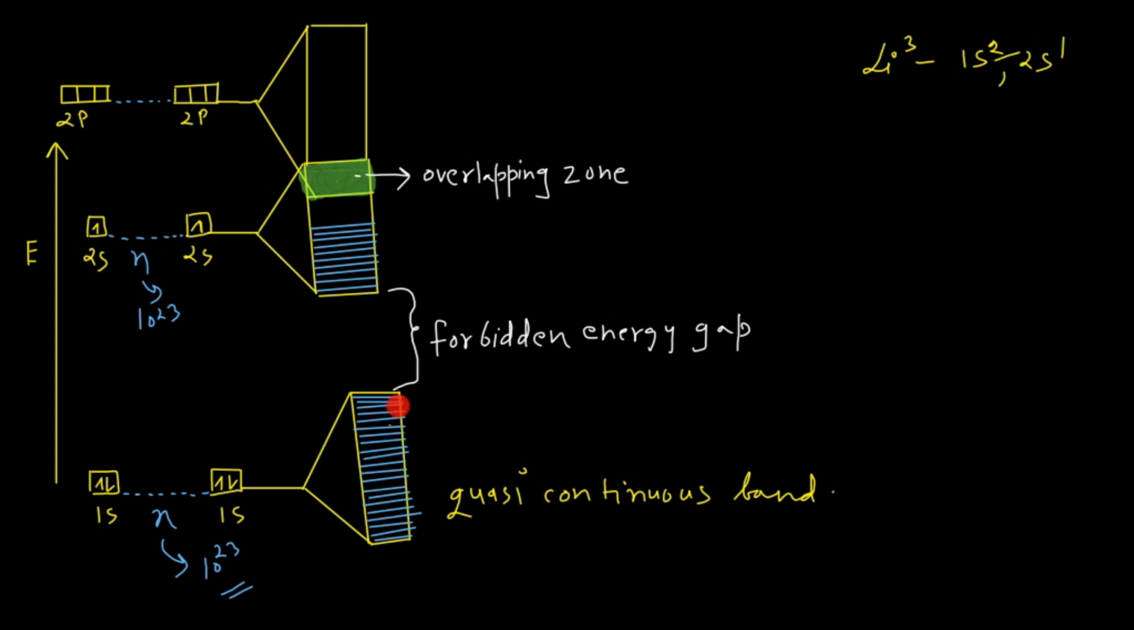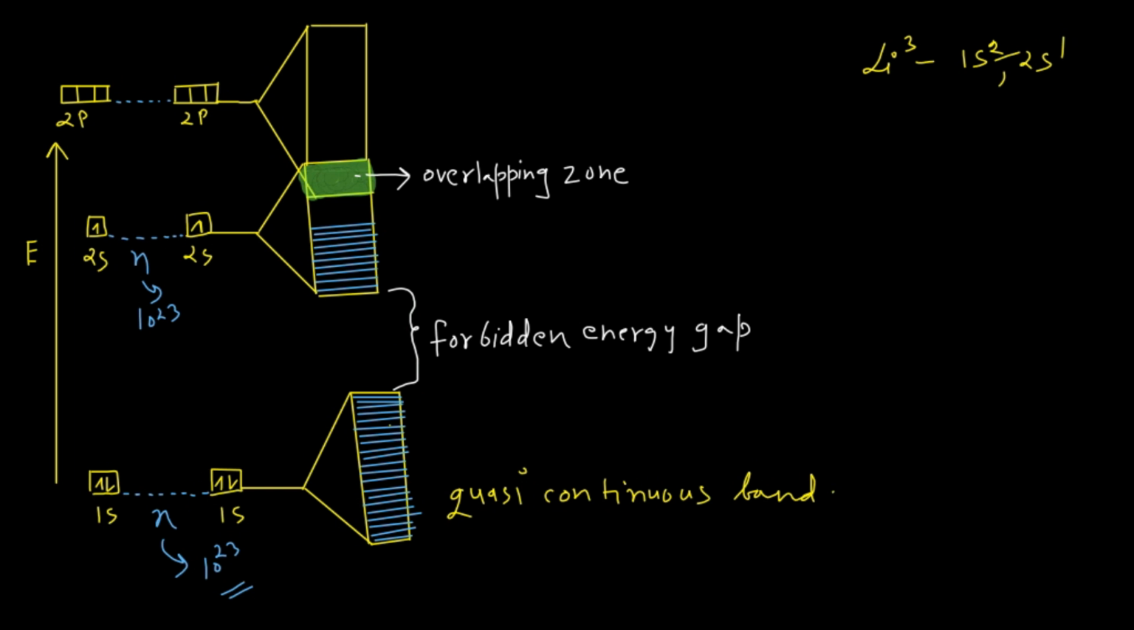But you cannot promote the electron from this band to this band, because this energy gap is quite high. This energy gap is that much higher. If you try to give very high energy to this, then your metal will melt or decompose. But the promotion of the electron will not be possible in that case.